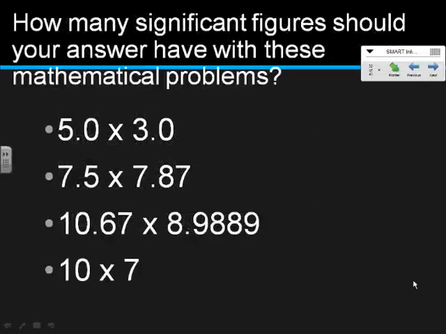So let's look at this. How many significant figures should you have with these mathematical problems? We're going to do 5.0 times 3.0 together. They both have 2 significant figures, so that means the answer will have to have 2 significant figures. And remember, it's always the least amount of significant figures given to you. That's how many your answer should have. So go ahead and pause the video, do the other 3 on this page, and then resume the video when you're ready to look at your answers.